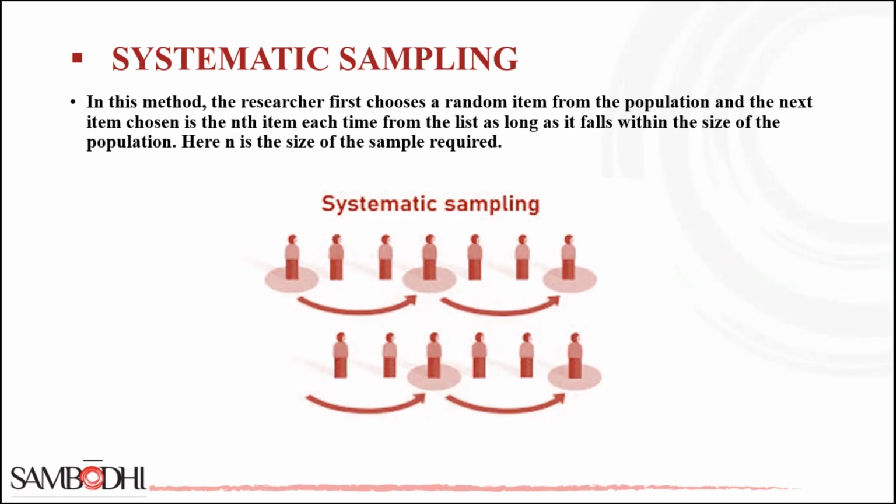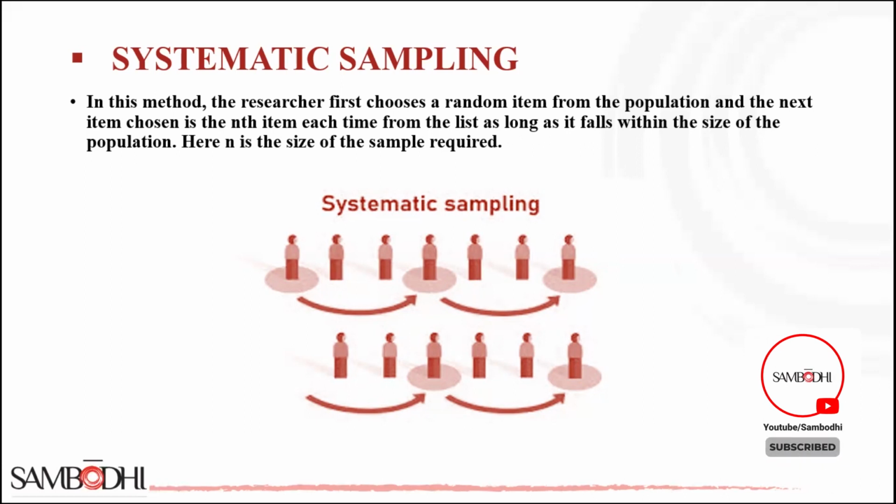A researcher wants to select a sample of 15 students from a total population of 150 students. So when a researcher selects 15 students from a total population of 150 students in a school, he or she will randomly choose the first student from the list and then will systematically choose every 10th student. Finally, he or she will end up with the desired sample size.